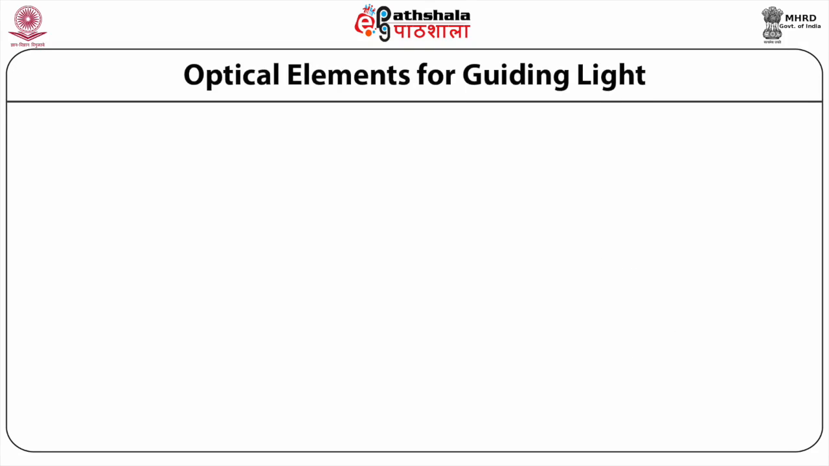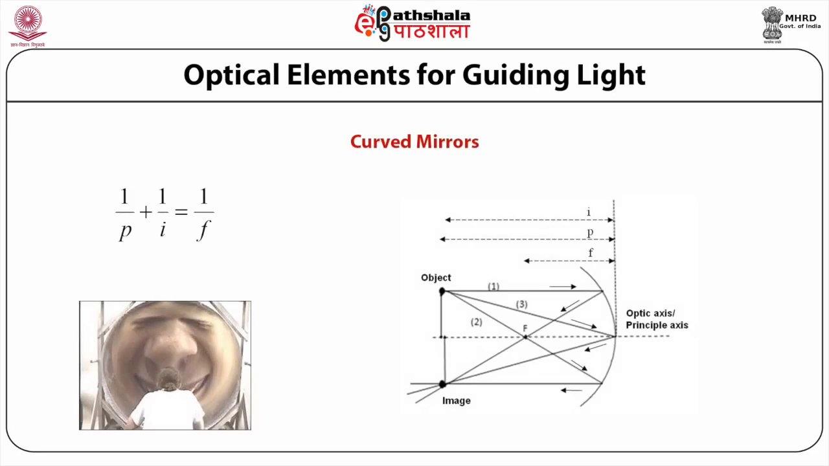Another optical element is the curved mirror, which is used again in a similar fashion for imaging of objects. For example, in the image shown here, an object is sitting at a distance P from the curved mirror, and the curved mirror in this particular example has a spherical curvature with radius of curvature capital R, let's assume, and a focal length small f.